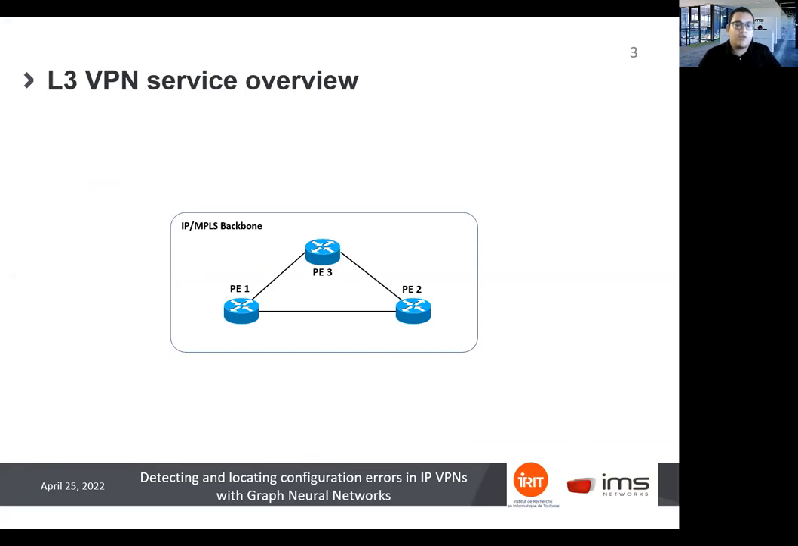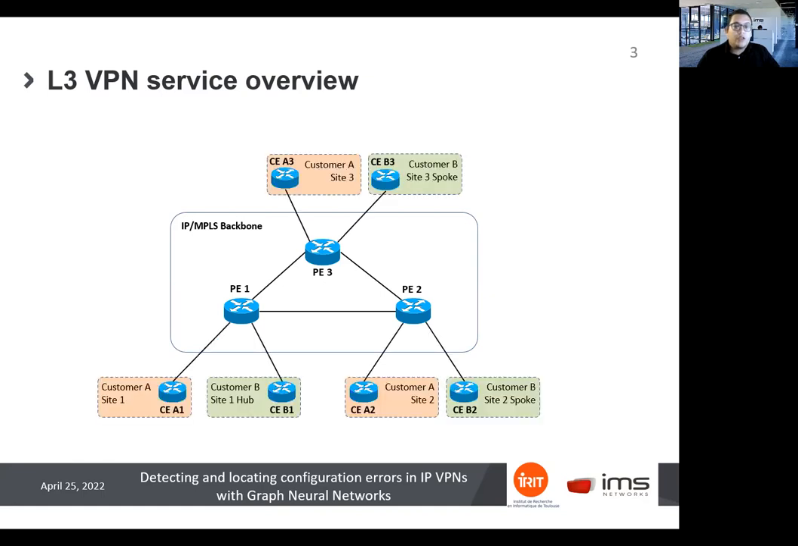Layer 3 VPN or IP VPN is a service offered by network providers in order to interconnect remote sites of their customers. In our case, we consider the IP-MPLS VPN architecture. Configuring such an architecture is a complex task, as it involves configuring many types of protocols.